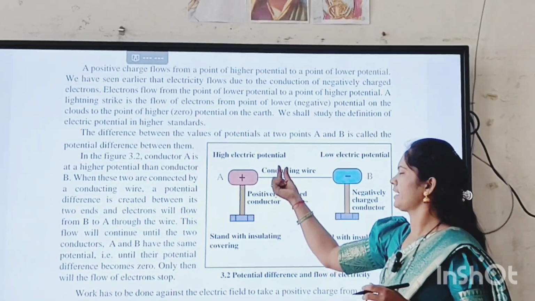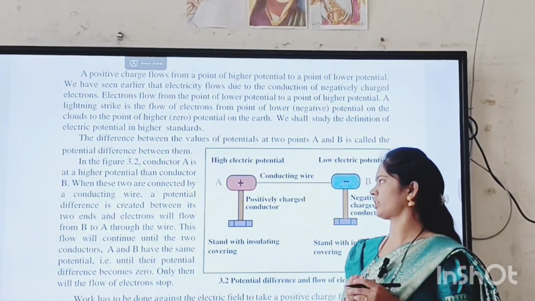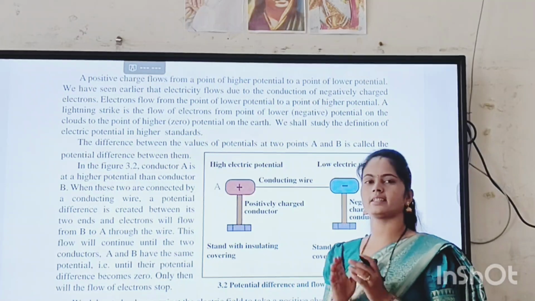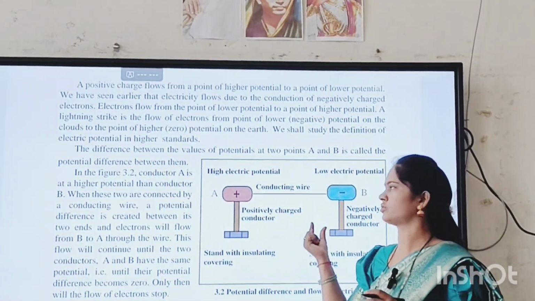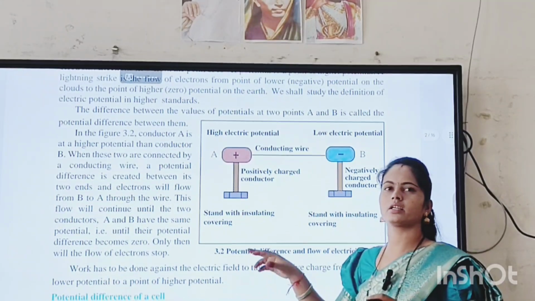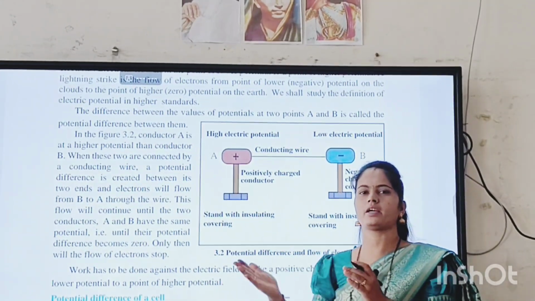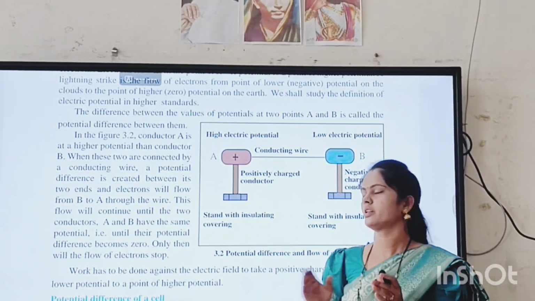Here there is high electric potential and low electric potential. Two stands are given, one having positive charge, another having negative charge. Here also the wire gives a potential difference between the higher potential positive stand and the negative stand.